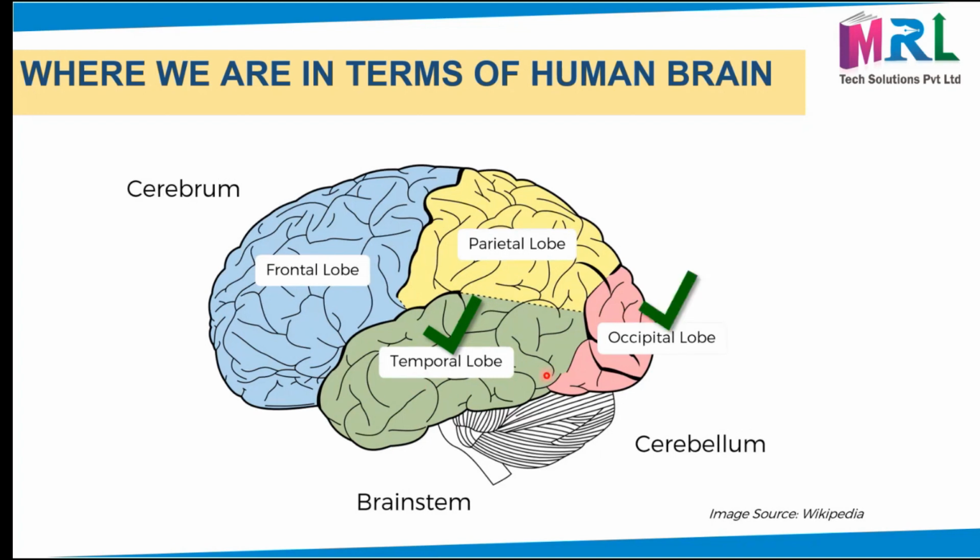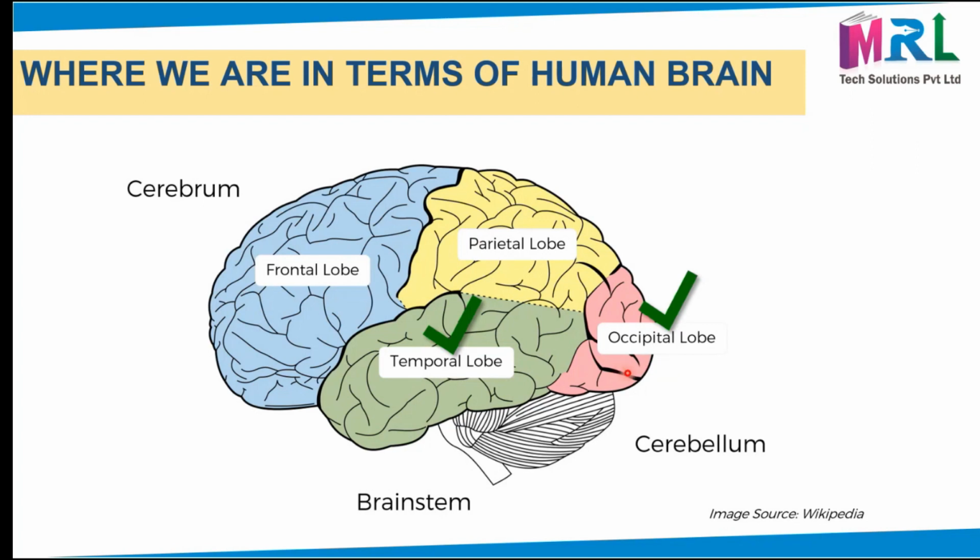When you come to the occipital lobe, it deals with images. It's like vision. This part of the brain is mainly for vision. We see everything in the form of images. Similarly, we can relate this to computer vision. The occipital lobe we can relate to computer vision, which we are going to discuss tomorrow.